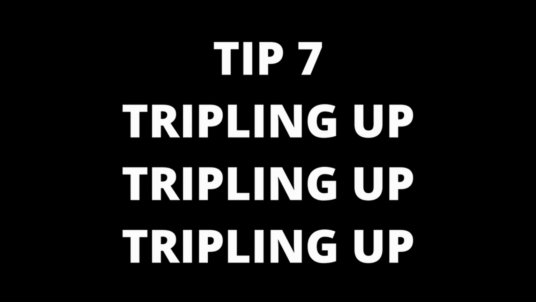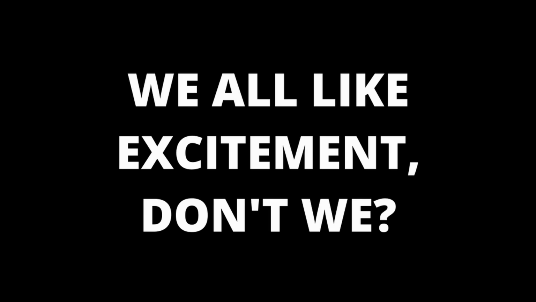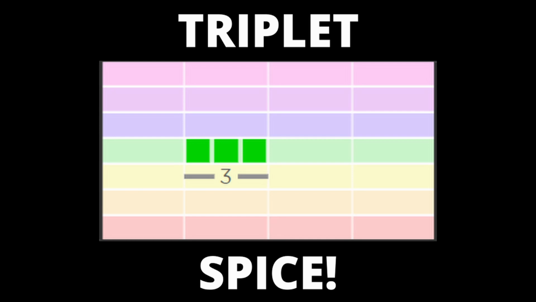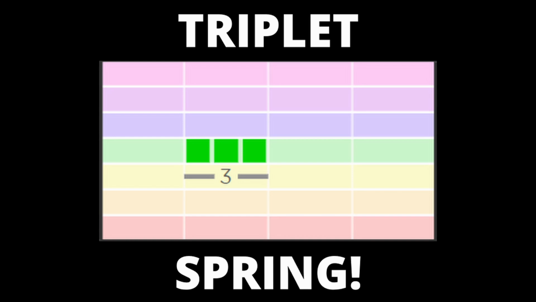Tip number 7. Tripling up. One way to add a little excitement to a progression in 4/4 time is to use triplets. A triplet splits a beat or part of a beat into 3 equal parts. Triplets can add spice to a rhythm and can add a spring or an element of surprise to the melody. They're best used sparingly because if you want this feel all the time, then you should really change the time signature of your song.